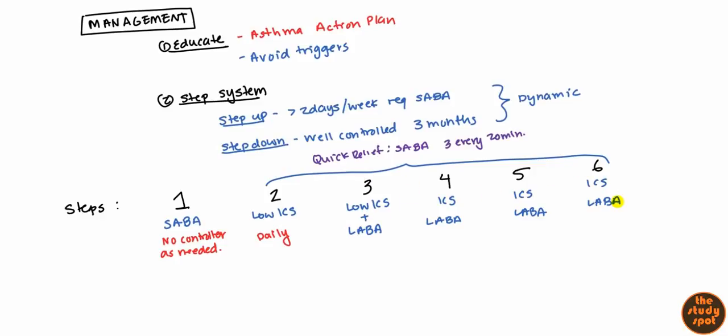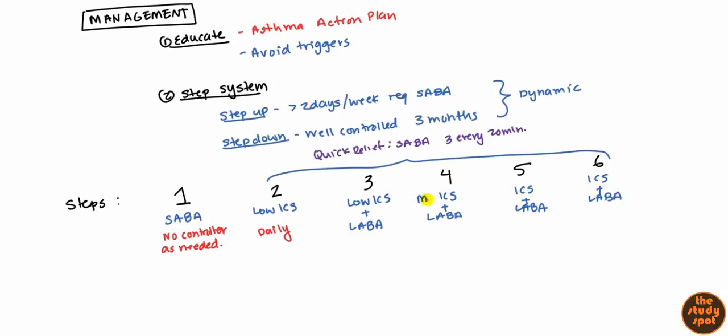However, what changes? Because something has to change, otherwise what's the purpose of having a step? Well, the dosage of the inhaled corticosteroid changes. So in step 4, you go to medium. In step 5, you go to high. And in step 6, you're also going to high.